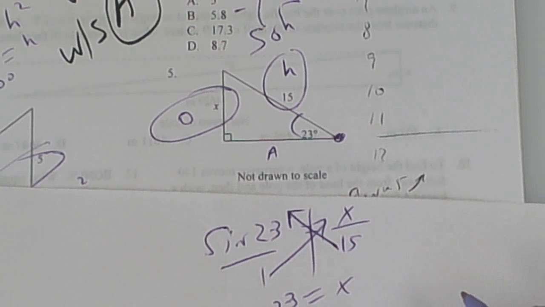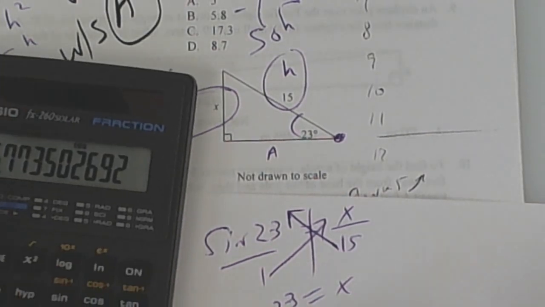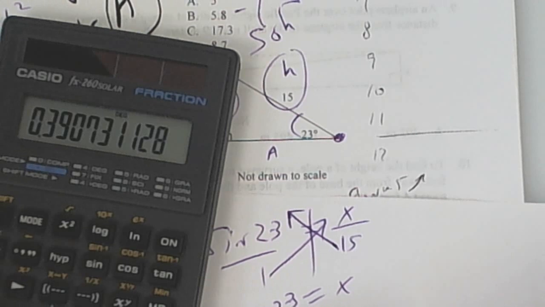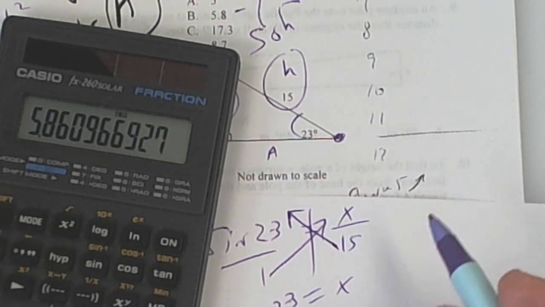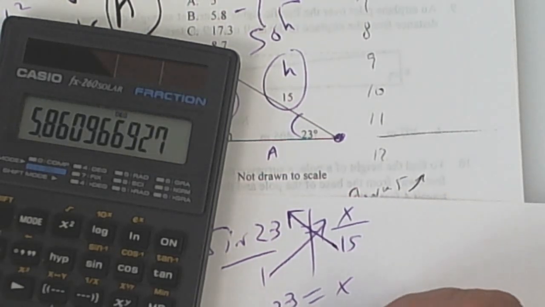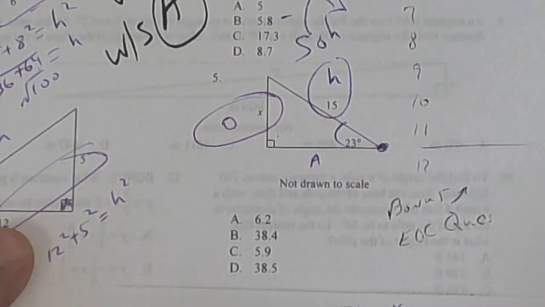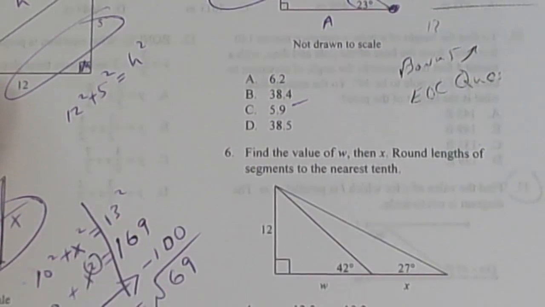So let's do this. Clear your calculator. I would do 23 and then sine and then times 15 is the way I would do it. Press equals. I get 5.9 is what I'm going to go with, and that's what I'm looking for. And there it is right there. All right. Let's move on.